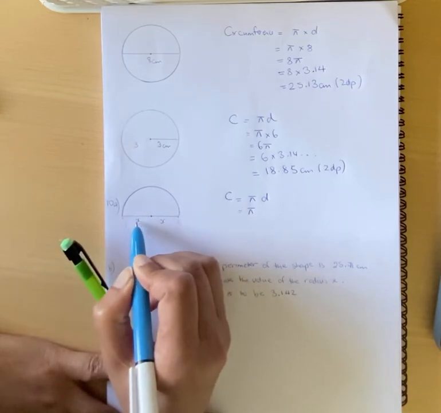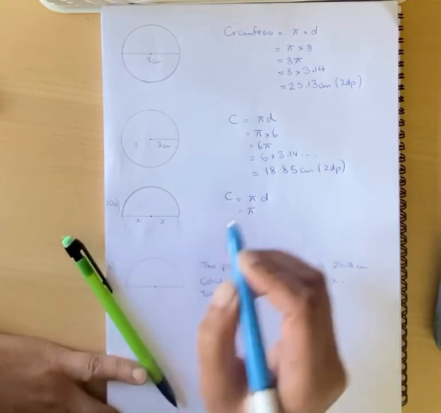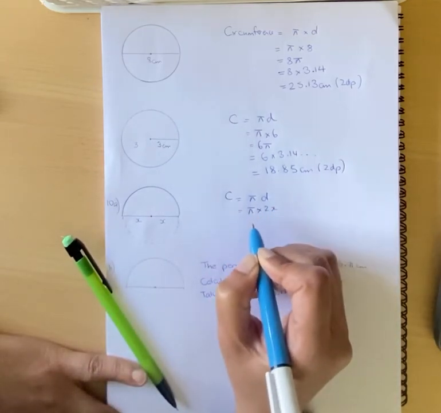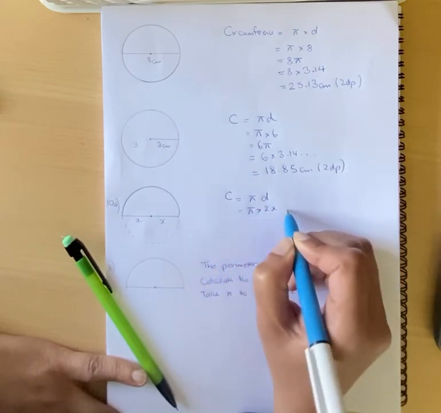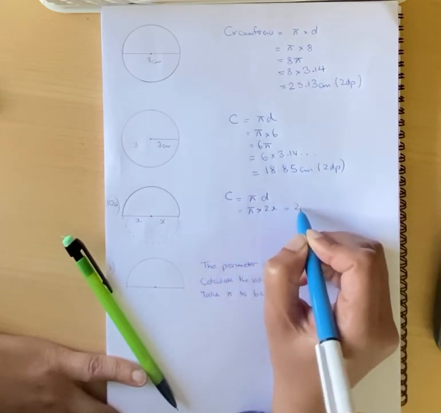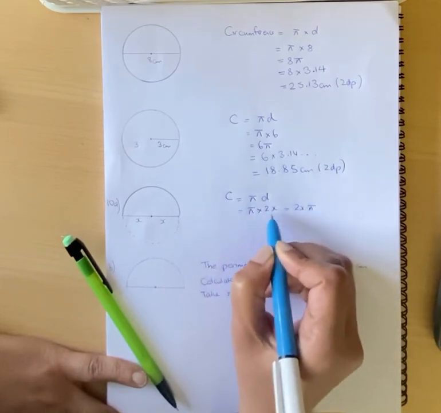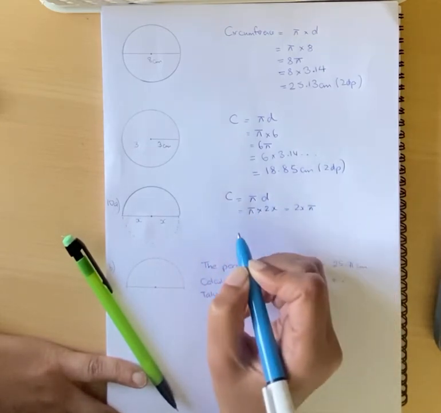So x add x is 2x. So it's going to be x pi times 2x. That's my diameter. So this is going to be equal to 2x pi. That's my circumference. 2x pi times pi.